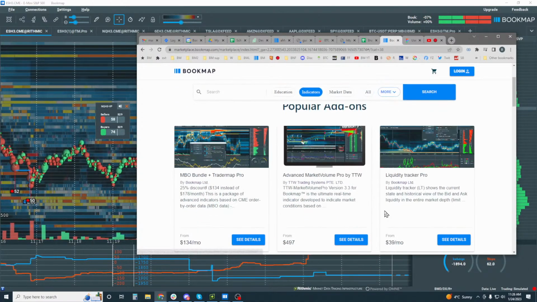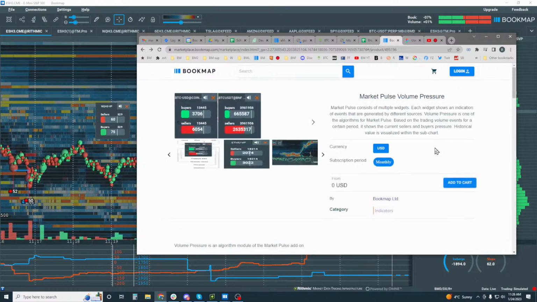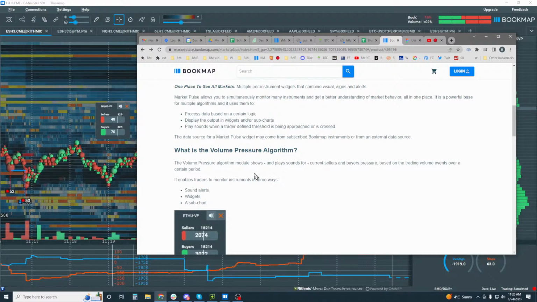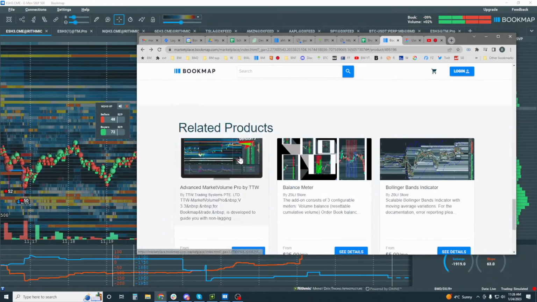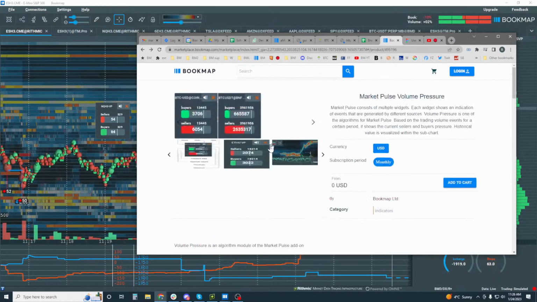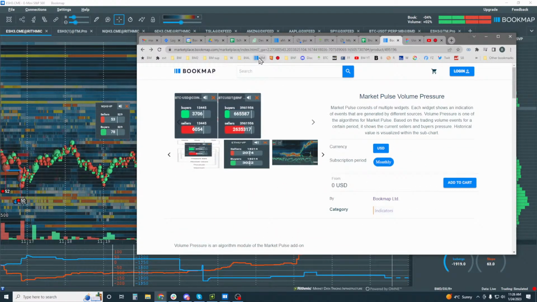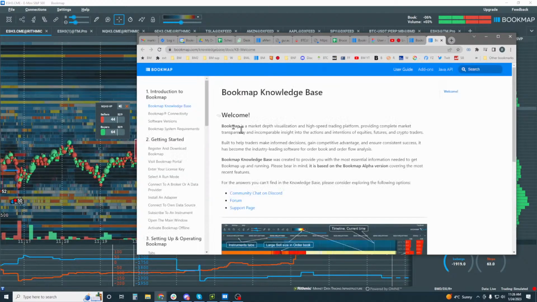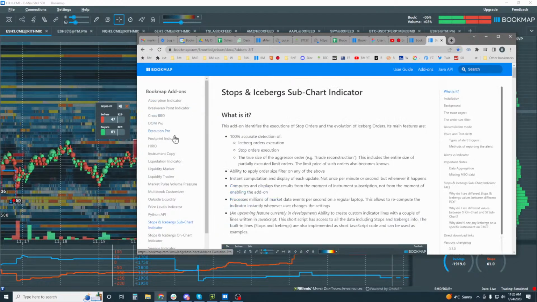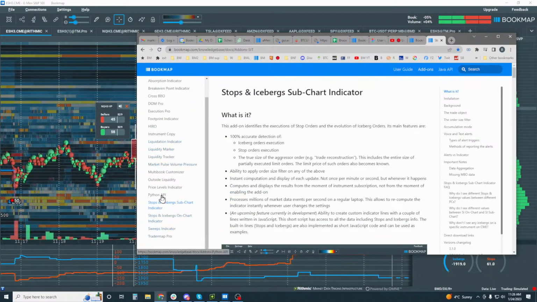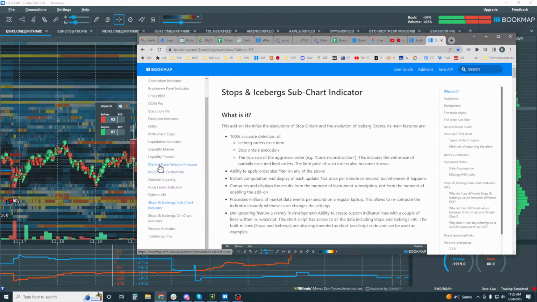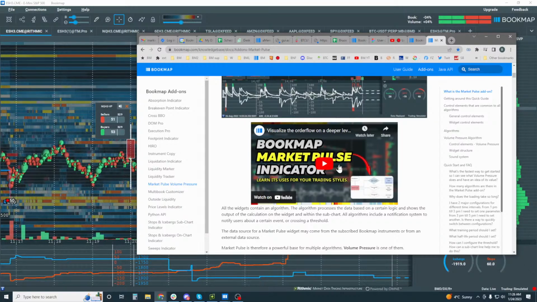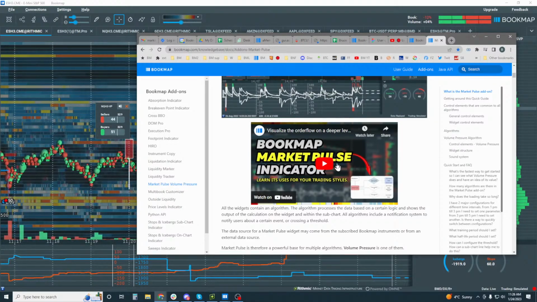We can also go to the knowledge base here, right? So that'll explain it in much deeper detail. And that's what I was showing earlier. If we go here, bookmap.com, more button, knowledge base, add-on section, and then market pulse, which is here. So you can find it in either place. There's a video we did in here. That's why you should probably go here.